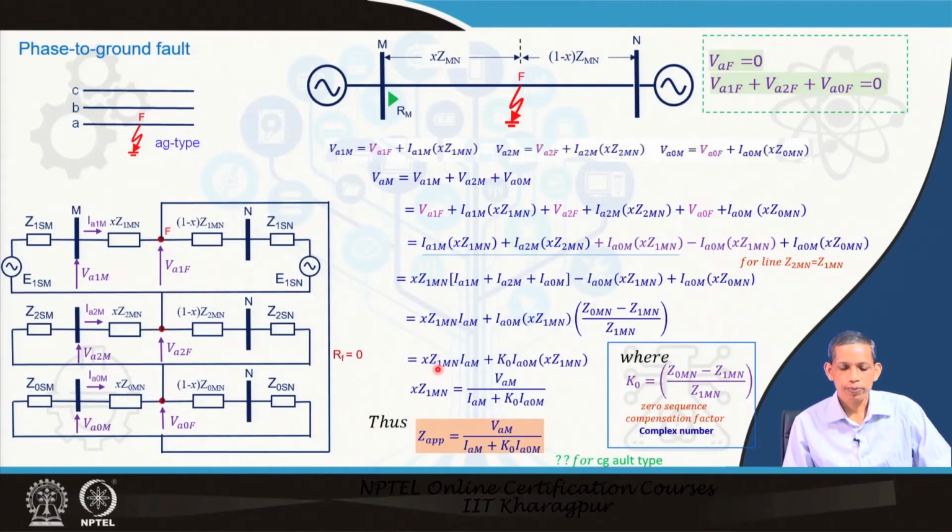Therefore, we see here that this is x Z1Mn times IAM, plus we define a term K0 x I0M x Z1Mn, where K0 we have defined for this term as equal to Z0Mn minus Z1Mn divided by Z1Mn. This is called the zero sequence compensation factor, a complex number here, because Z0 and Z1 are complex numbers. So, this K0 comes out to be a complex number.